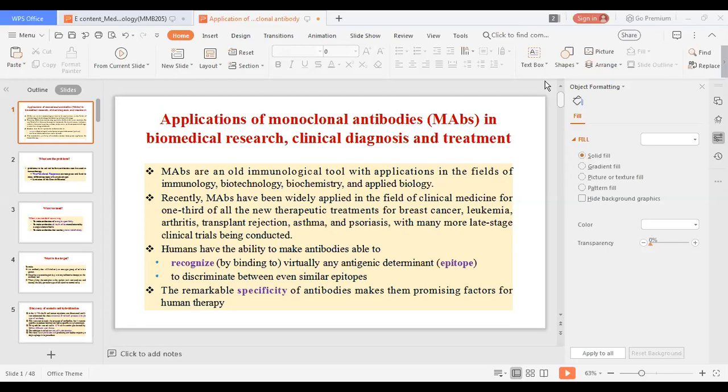One third of all the new therapeutic treatments for breast cancer, leukemia, arthritis, transplant rejection, asthma, and psoriasis, with many more late-stage clinical trials, are being conducted with monoclonal antibodies. That is because humans have gained the ability, due to prolonged research, to make antibodies able to bind to virtually any antigenic determinant, that is the epitope, and to discriminate between two similar epitopes. So this remarkable specificity of antibodies makes them a promising element for human therapy.